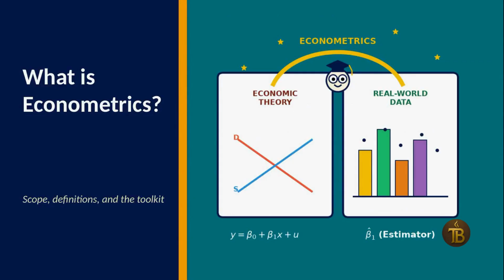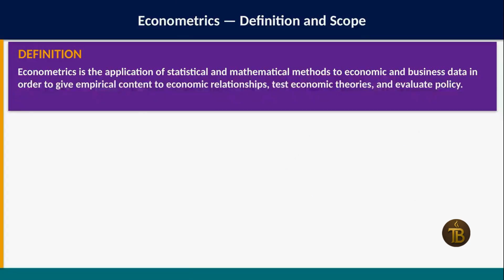Let's begin with the most basic question. What is econometrics? We'll look at its scope, its formal definition, and the toolkit it brings together. Here is the formal definition. Econometrics is the application of statistical and mathematical methods to economic and business data, and it serves 3 purposes: to give empirical content to economic relationships, to test economic theories, and to evaluate policy.